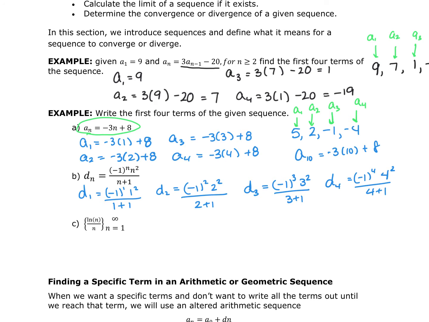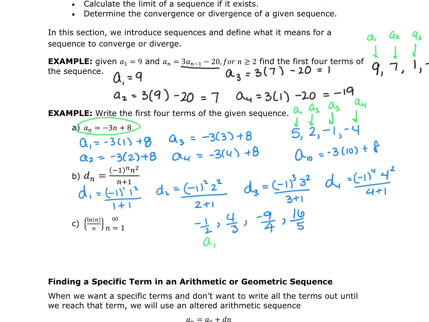So my first term in the sequence would be negative 1 multiplied by 1, which is negative 1, divided by 2, so negative 1/2. My second term in the sequence would be negative 1 squared, which is positive 1, multiplied by 4, divided by 3, so 4/3. My next term is going to be negative 1 raised to the third power, which is going to give me a negative number. And then 3 squared is 9, so negative 9 over 4. And then my last one, because they only want my first 4 terms, is negative 1 to the 4th, which is 1, and then 4 squared, which is 16, divided by 5.